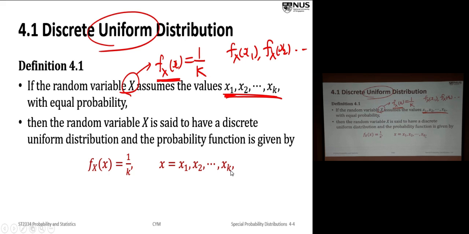Can k equal 1? That means instead of k values, can I have just one value? What does it mean if you have only x1? Then what is f of x? The probability is 1, right? So what does it mean? It means you don't have a random variable. You don't have a variable because it's only one value, and it's not random. It must be x1. So in that case, it's not considered a random variable and there is no distribution. So you must have at least two values. Two or more values, all right?